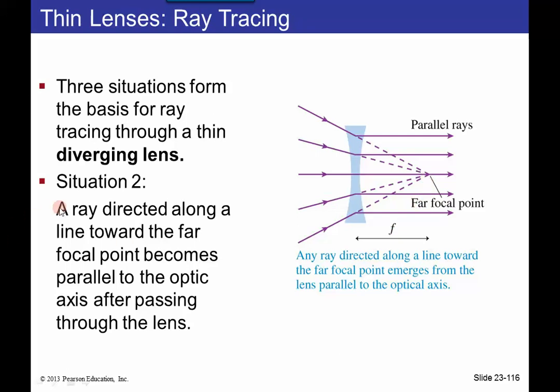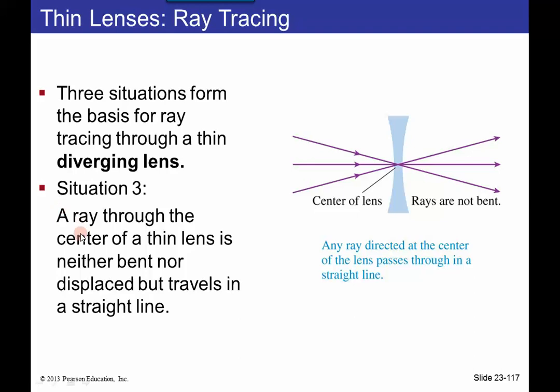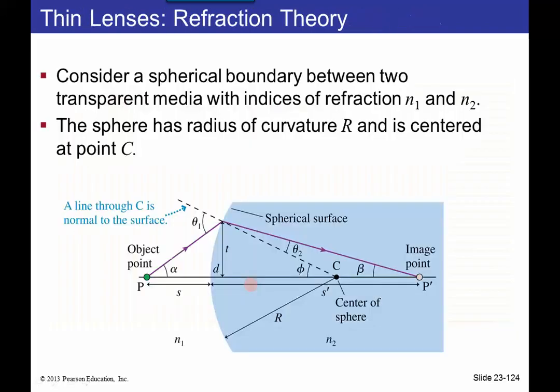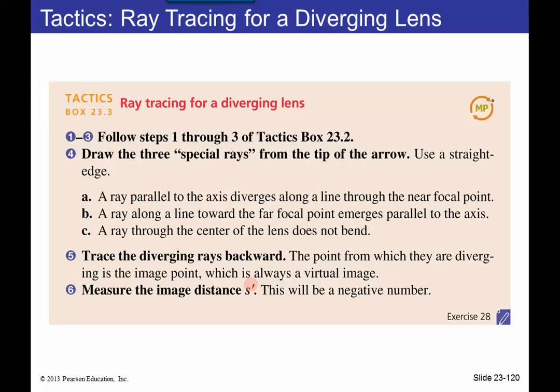And finally, you're going to have the rays that go through the middle, and they don't get affected at all. We can do a ray tracing analysis of divergent lenses. And so we are going to basically draw the same special rays as we did before. And then we are going to trace the divergent rays backwards and measure the image distance, which is what we want. Okay, thank you.